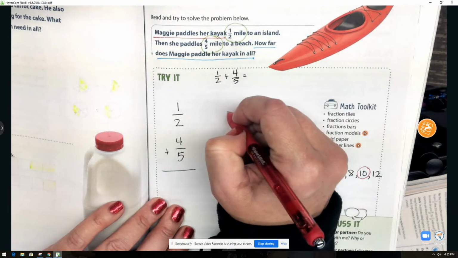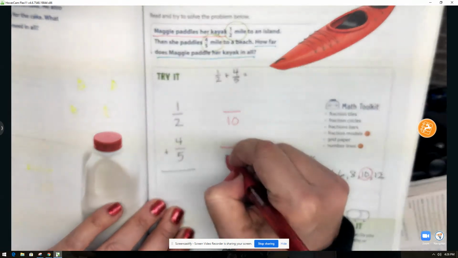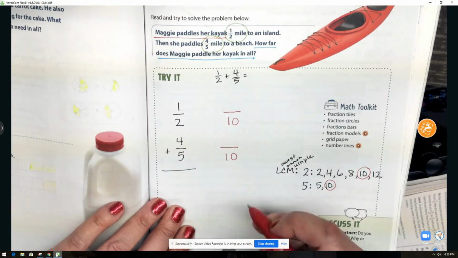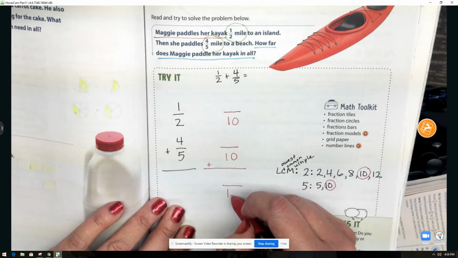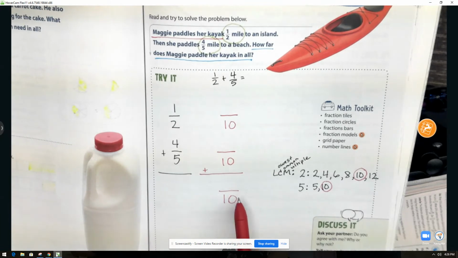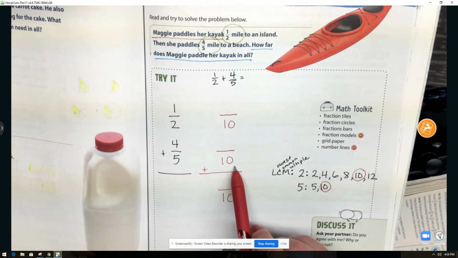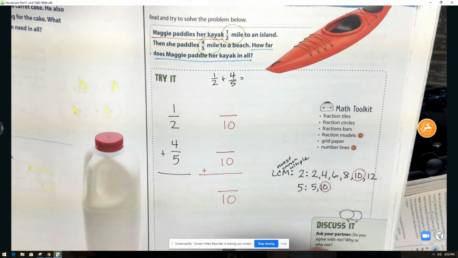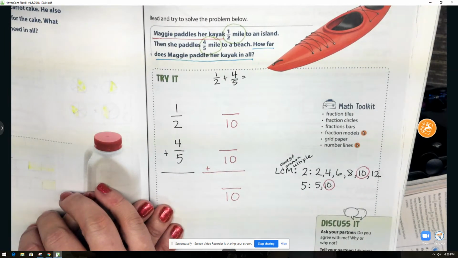So we're going to come over to our sandwich formation and write in our denominators of 10. If you want, you can even put your denominator in your answer, because when we add fractions, the denominator stays the same. So we're going to put our lowest common multiple as the denominator of our soon-to-be equivalent fractions.